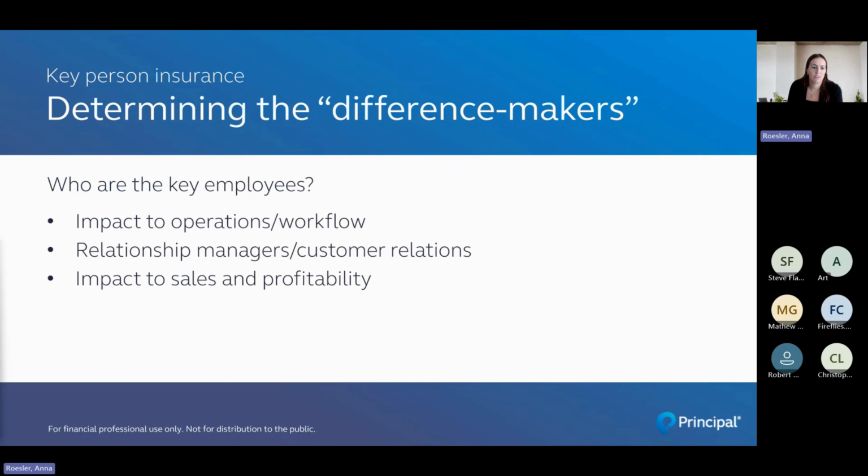How do you help a business owner have the conversation on determining the difference makers? Or we like to call it the people that are mission critical. Like if they left, that it would have a significant impact on the business. So who are the people that have a major impact to operations and workflow? They're relationship managers or have a direct impact to sales and profitability.